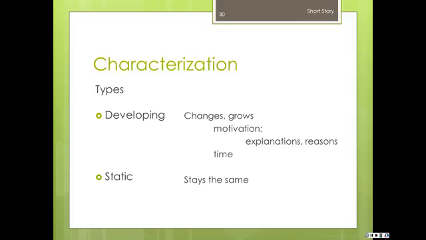When we look at the characters, we also look at not only whether they are round or flat, but whether they are developing or static. A developing character changes or grows, and we understand why they do that because we see what motivates them. We can explain it, or we can see the reasoning behind it. But when a character develops or changes, there needs to be enough time that has passed in the story for it to be believable. A static character, on the other hand, remains the same. They do not change. We have them as sometimes a foil against the developing character.